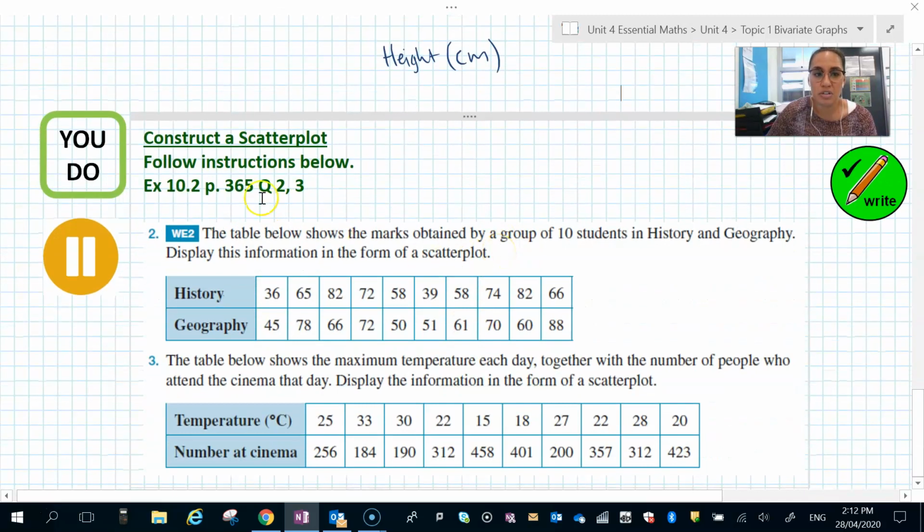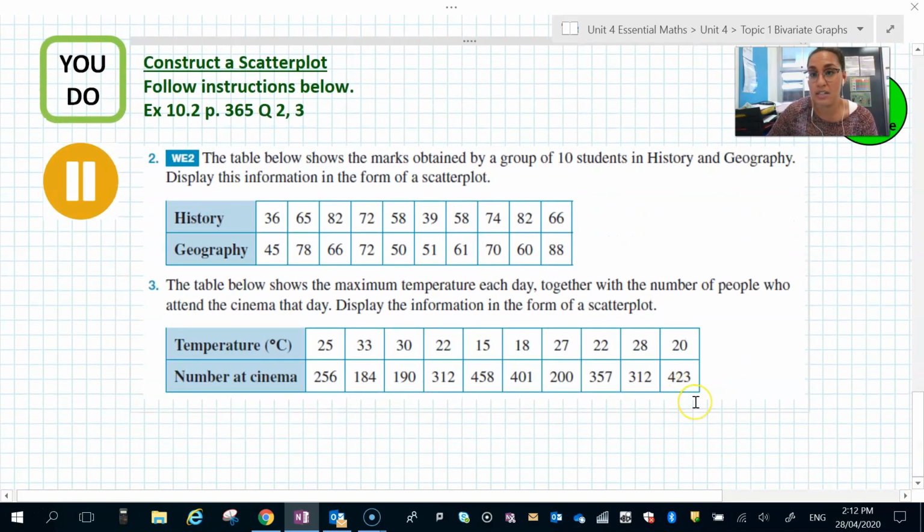So what you're going to do is pause the video, follow these instructions below, and construct 2 scatter plots, one for history and geography and one for temperature in a cinema. And that is your lesson, constructing scatter plots. All right then, textbook questions, textbook review right there. Okay, thanks for that. Take it easy.